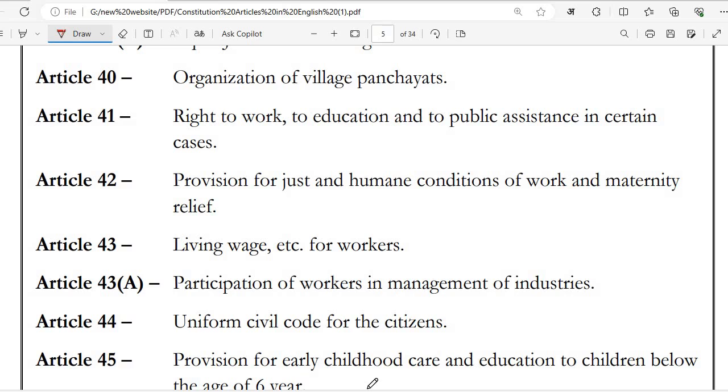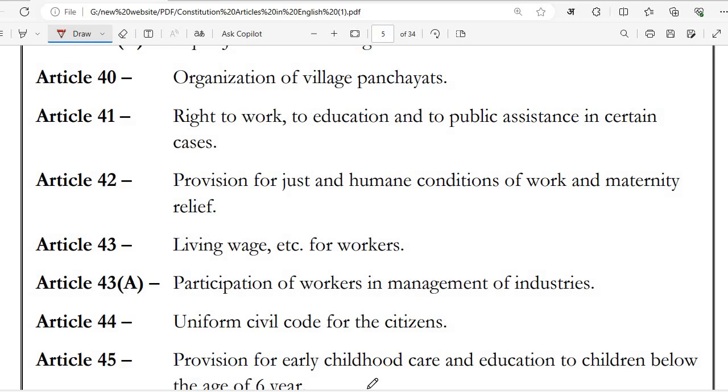Article 40, the organization of village panchayats. This article directs the state government to organize village panchayats, and you know, throughout the country village panchayats and municipalities have been established. Article 41 provides the right to work, to education, to public assistance in certain cases. In case of unemployment, states should provide the right to a job, right to work. In case of illiteracy, the states should provide education. In case of poverty, states should provide public assistance and health facilities, and this is also applicable.